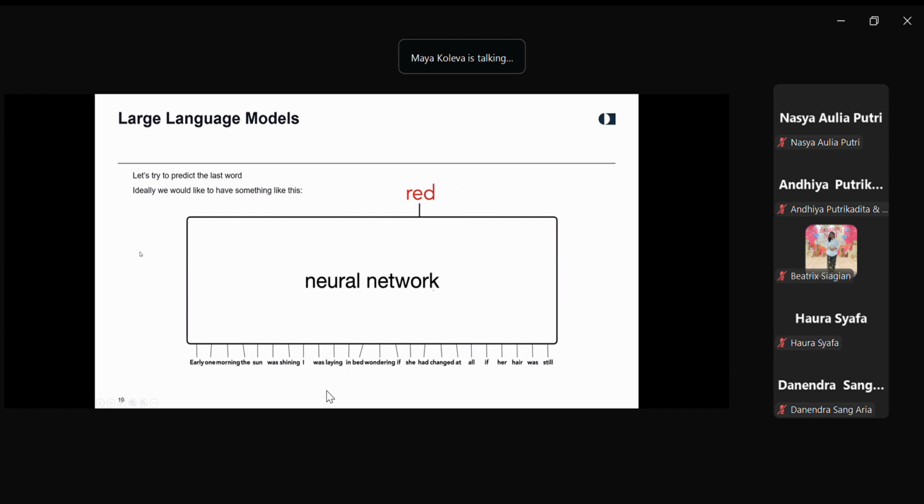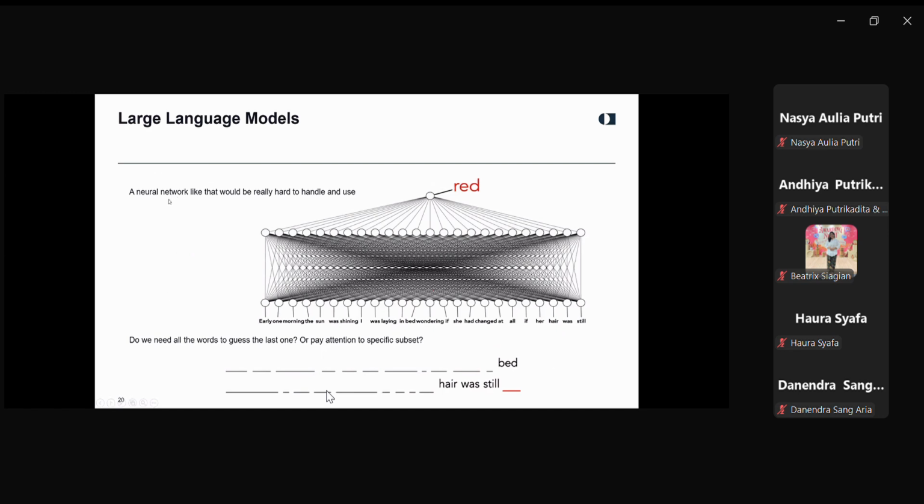trying to predict the next word. So we want to just predict the last word, in this case, red. And the neural network is the black box. This is the input. What happens in the black box? A neural network like that would be really hard to handle and use, right? Because you expect every single word to be able to predict that last one. So do you need all the words to predict that last one? Or do you pay attention to a specific subset?